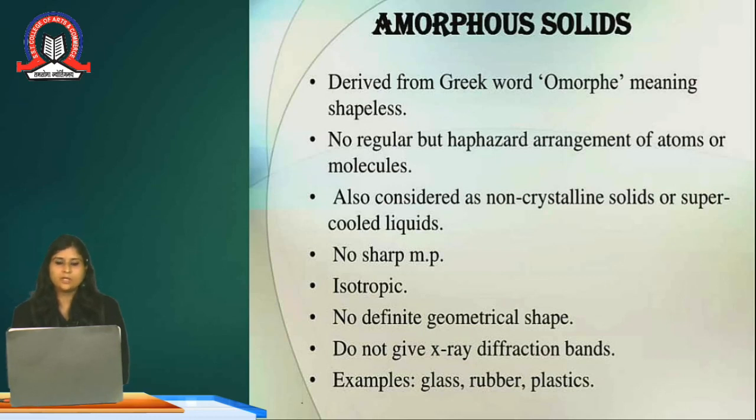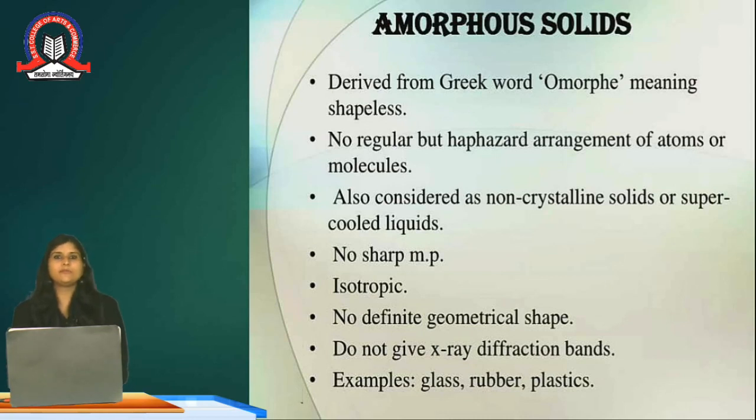Isotropy. They are isotropic. No definite geometrical shape. There is no geometrical shape between the atoms or units of this type of solid. As we just discussed, there is no particular arrangement or particular manner of unit cells. So that's why there is no particular geometry among them.